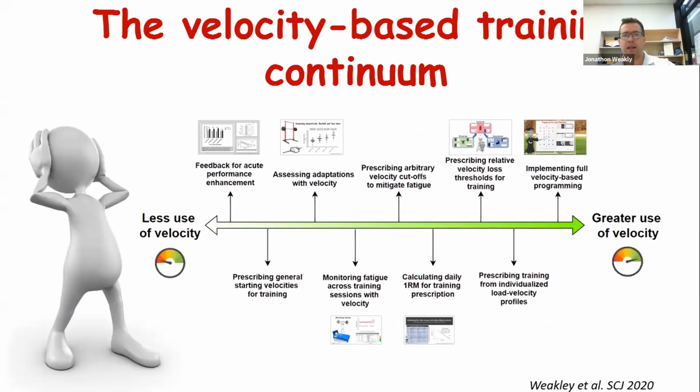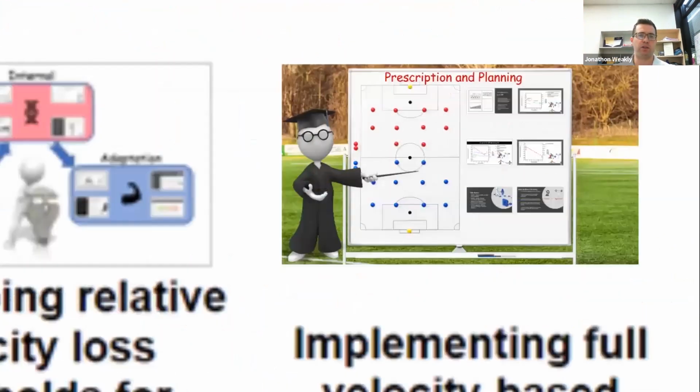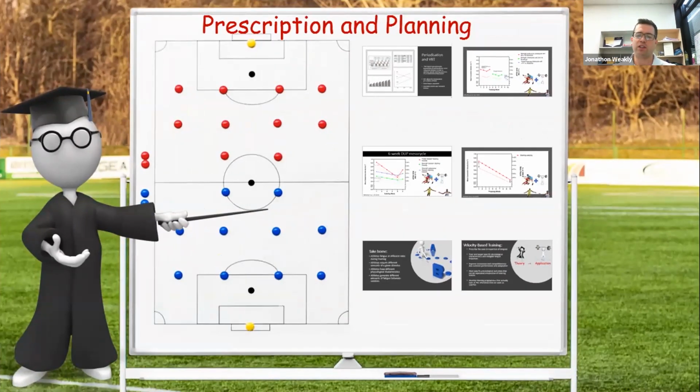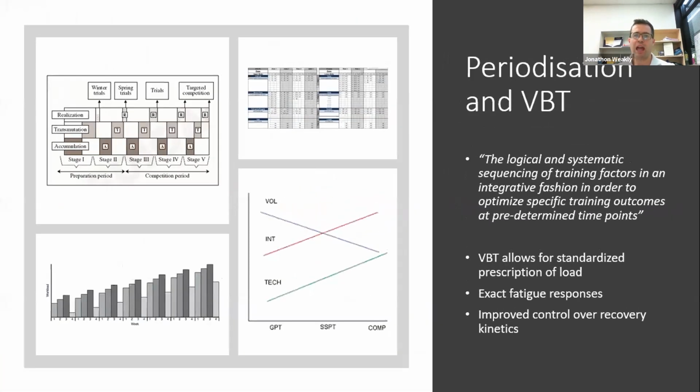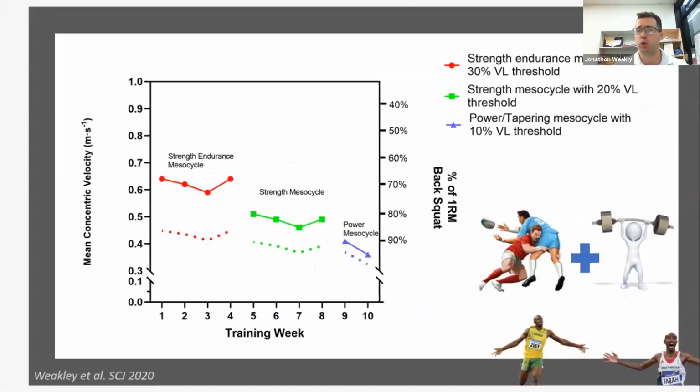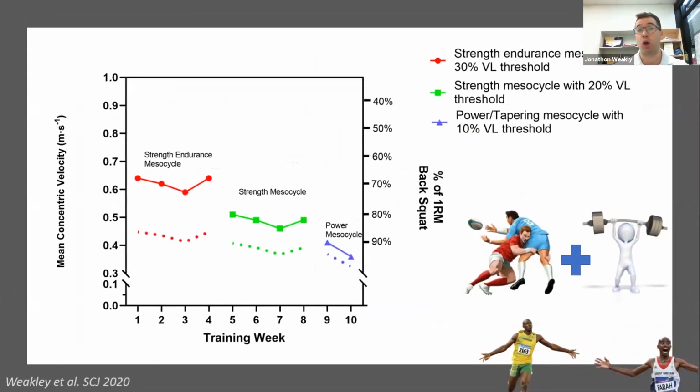So finally, it's all well and good if you can do something once and twice and you can prescribe a training session, but how does it fit within the whole training mesocycle? Well, that's quite easy. Because with velocity, we can still keep basic periodization principles, and we can still apply them in a logical and systematic sequencing fashion.